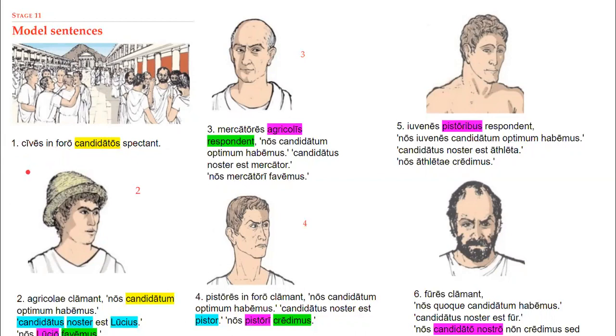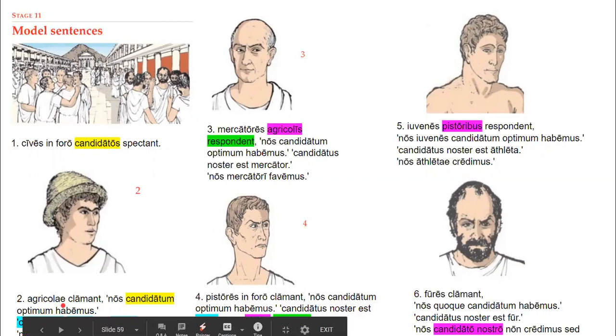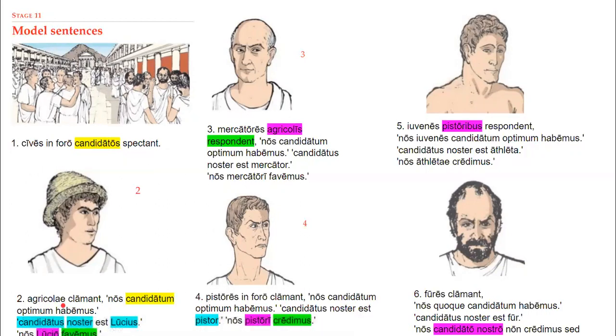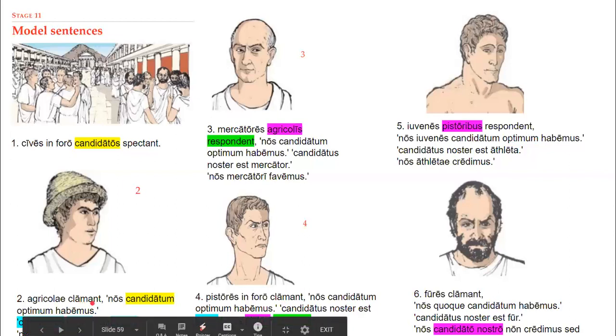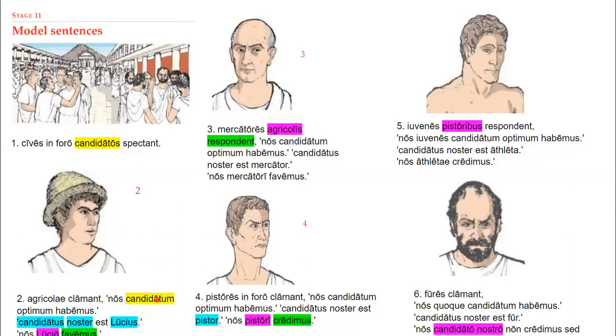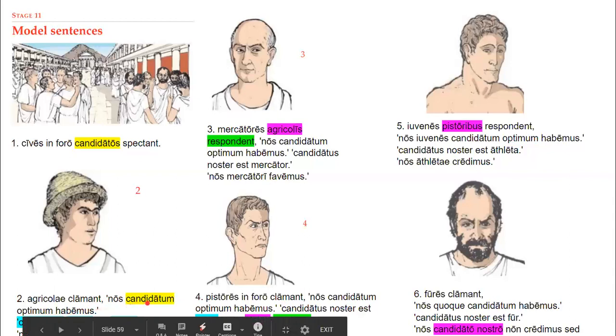Agricolae clamant nos candidatum optimum habemus. So agricolae is not a dative singular, but it is a nominative plural first declension. So the farmers. Clamant, main verb, shout, present tense. Nos, nominative subject. Candidatum, accusative direct object. Optimum, accusative adjective with candidatum. Habemus, main verb, present tense. So we have the best candidate.